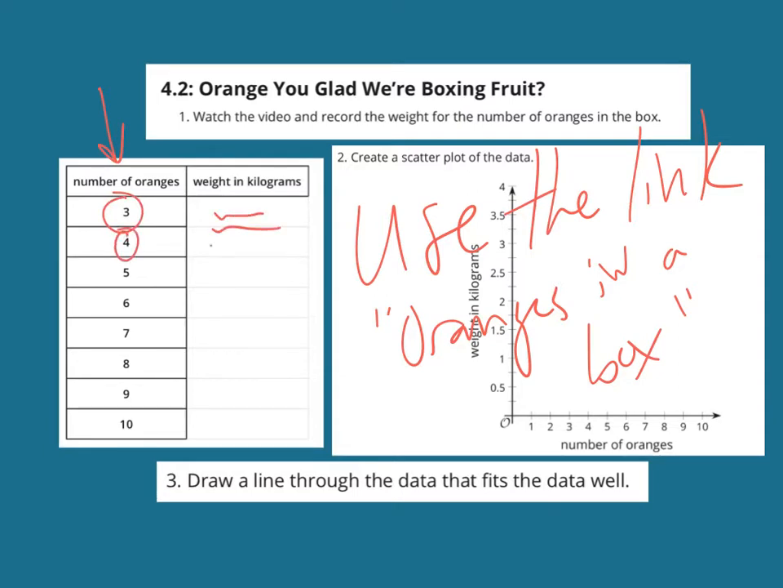Then they put another orange in, you're going to record the weight. Another orange, record the weight. And I think it's really oranges and clementines, if I'm not mistaken. If you'll notice, you have to let me know what you think about that one. But anyway, you're going to go ahead and record all 10 of those weights.